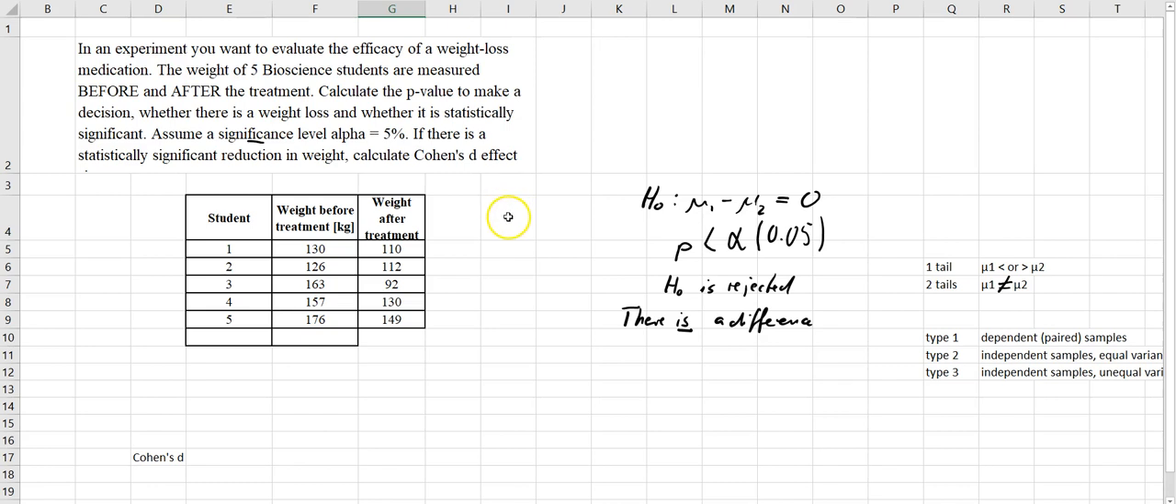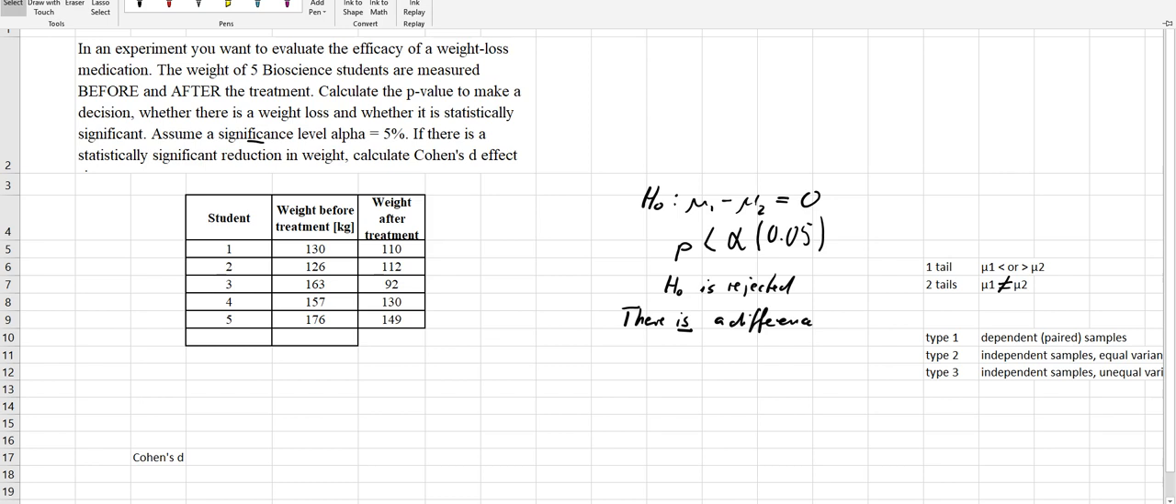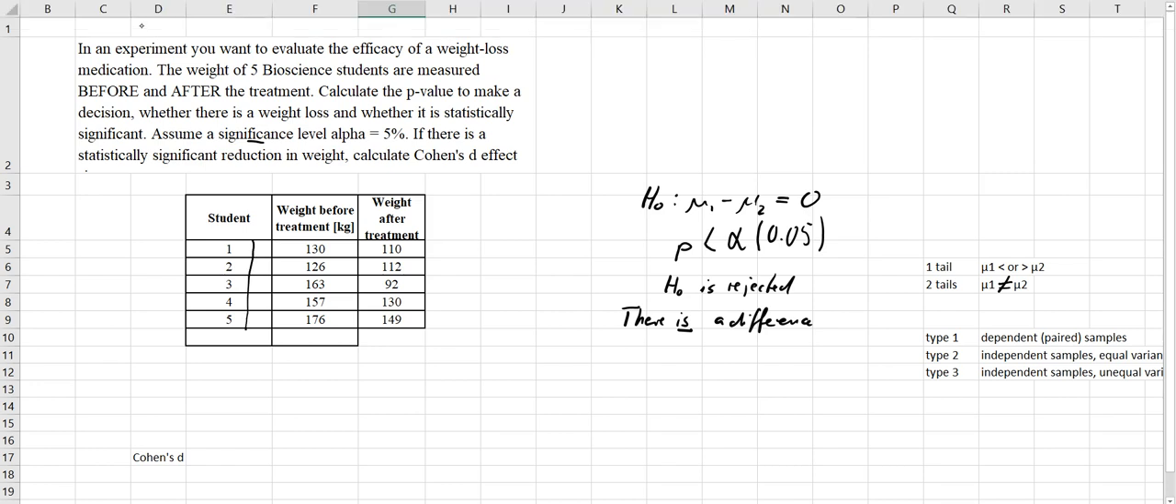In this particular task, we want to evaluate the efficacy of a weight loss medication. And what we frequently do in this case is we carry out a before and after experiment with a given set of individuals. So here we have 5 students, and we measure the weight for these students before and after the treatment, and we want to find out whether there is actually a reduction in the weight.